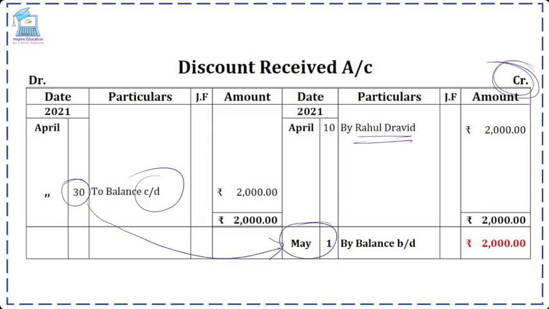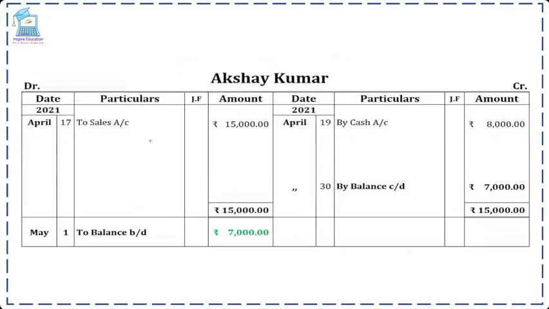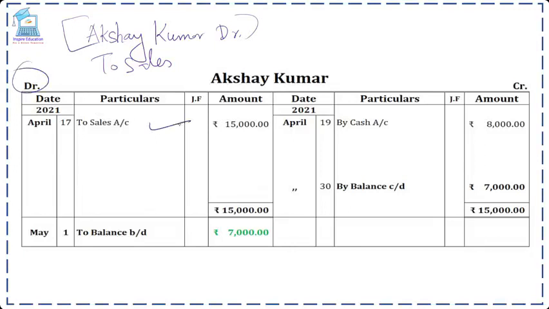What's next? Then Akshay Kumar. We sold goods to Akshay Kumar on credit. Debit Akshay Kumar, credit sales, this was the journal entry. So Akshay Kumar is debit, on the debit side we will write 'To sales 15,000'. Clear? This is the entry. One more entry was that we received cash from Akshay Kumar. Cash account debit, 8,000 to AK. So Akshay Kumar is credit, and on the credit side, 8,000.